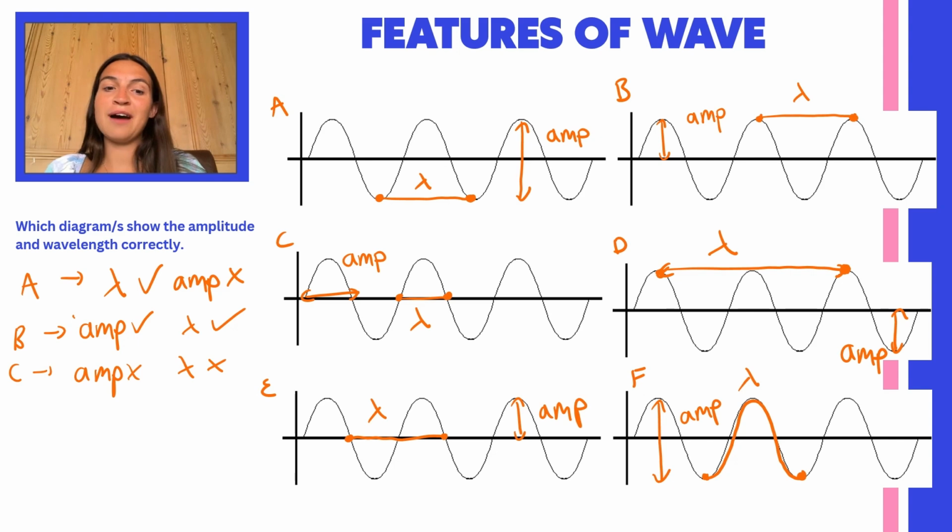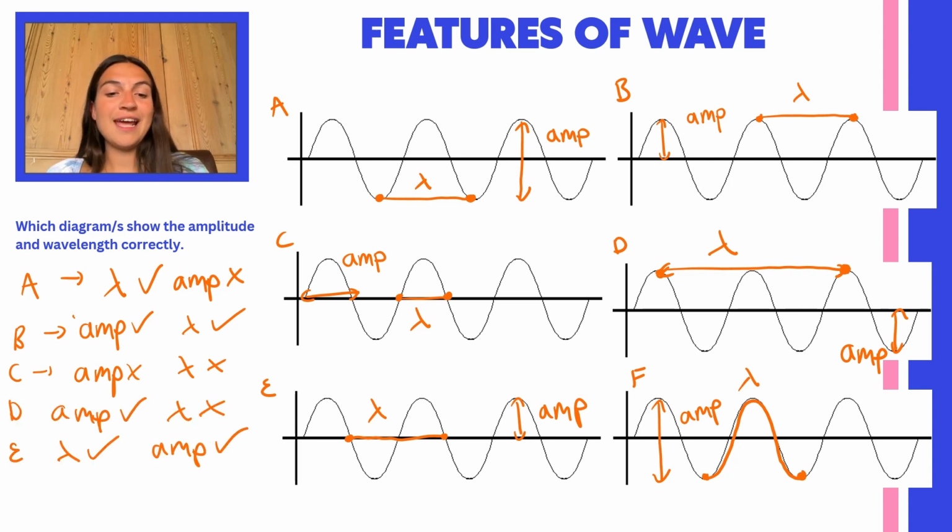Okay, and part D here. We do have two crests, but there's another crest in between them. So those aren't two crests next to each other. That's actually, sorry, not 1.5 wavelengths, 2 wavelengths. And the amplitude there is absolutely fine to go from the horizontal down to the bottom. Okay, so that is the correct amplitude.